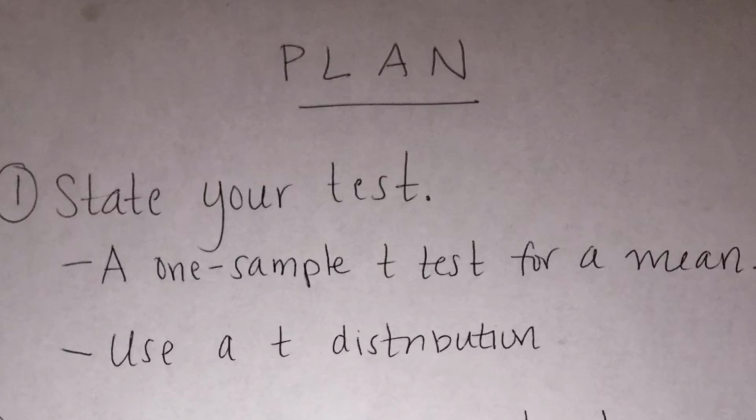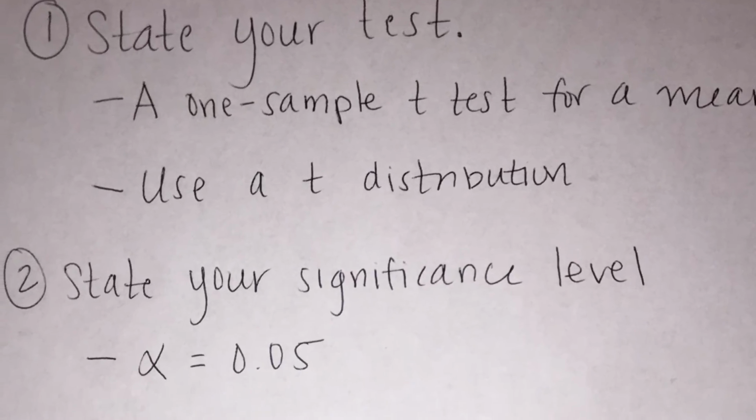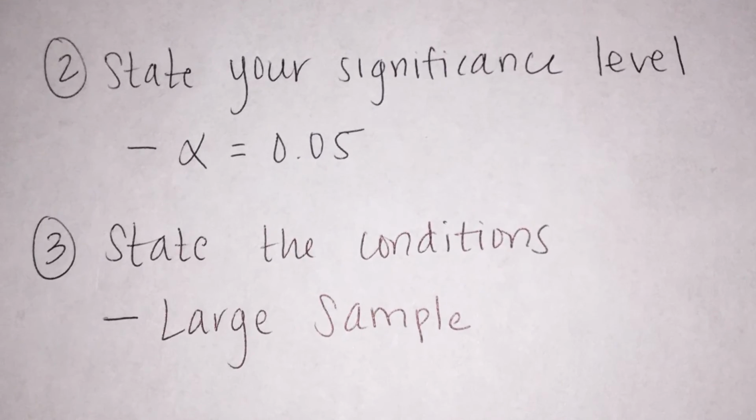First, state the test that you are using. This will be a one-sample t-test for a mean. We will use a t-distribution and not a normal distribution to calculate our p-value because usually we do not know the population standard deviation. Because we use the sample standard deviation Sx as a substitute, we will use a t-distribution. Next, state what significance level you are testing at. If the problem specifies the significance level, mention it here. If the problem does not specify, a good general significance level to use is alpha equals 0.05.